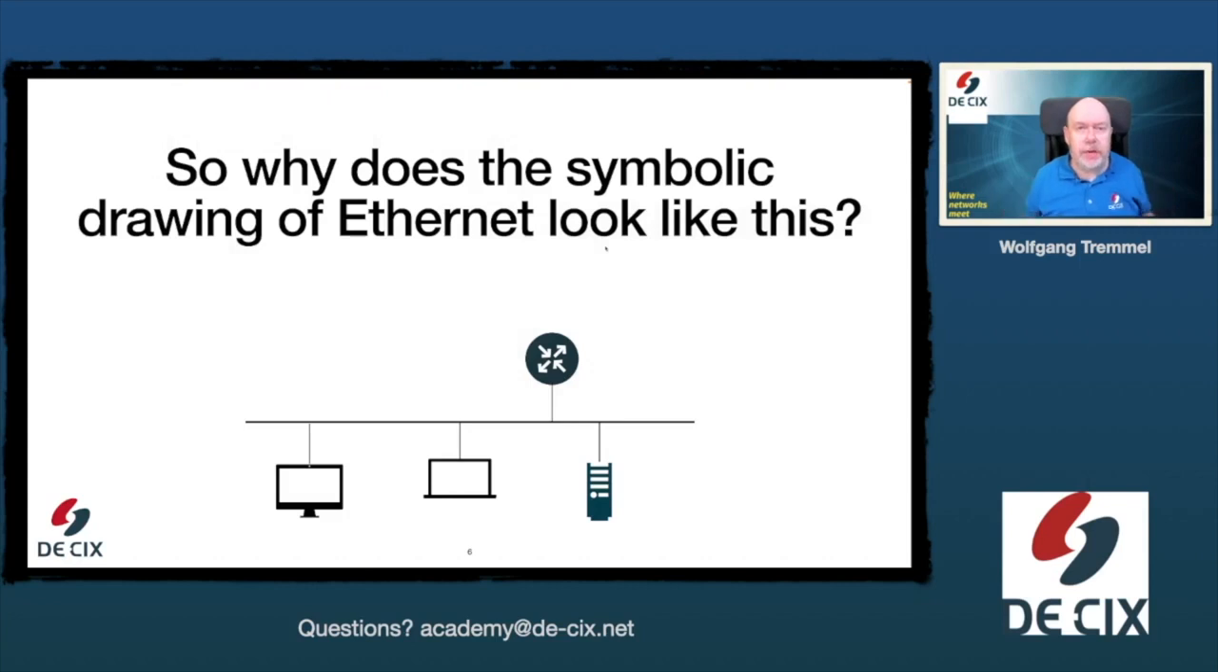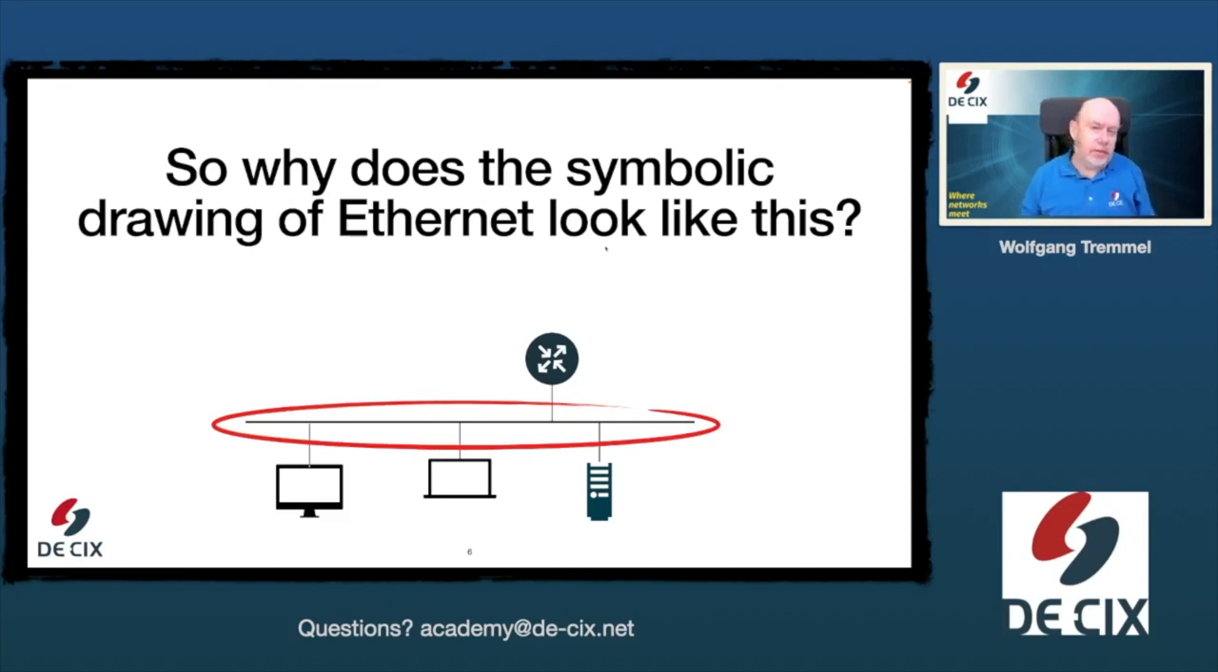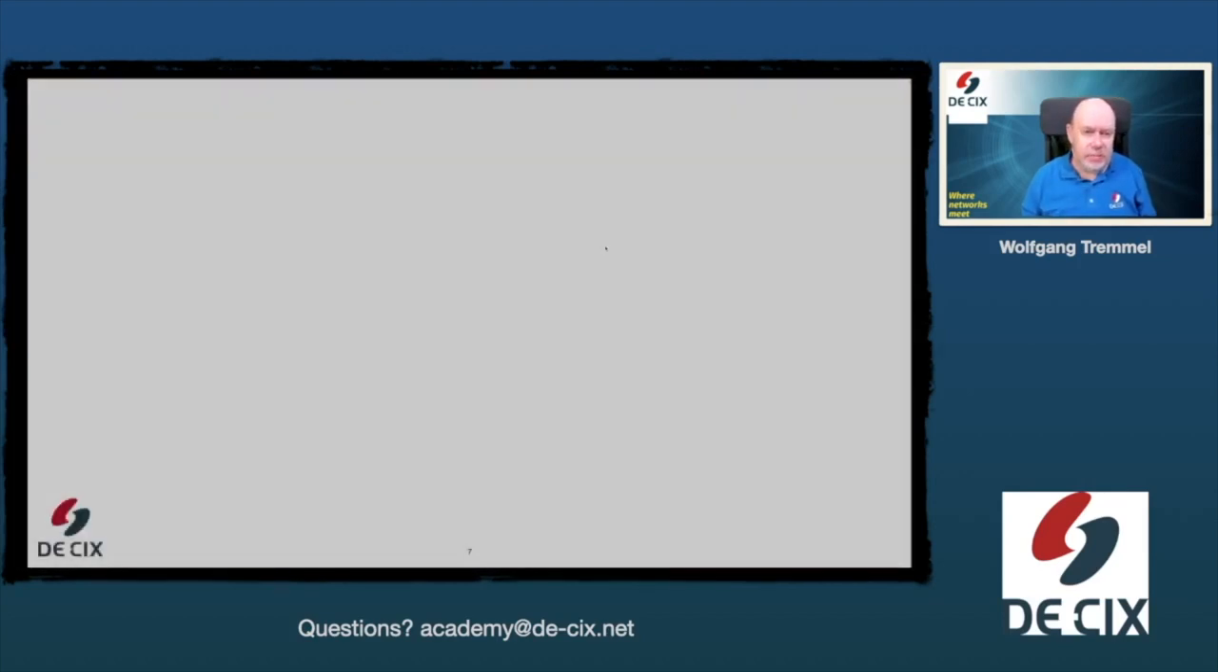And if you think about network plans, seeing these 2 devices in the data center and in your basement, why does the symbol of Ethernet look like this? A line with other lines connecting to it. So let's go back in time.